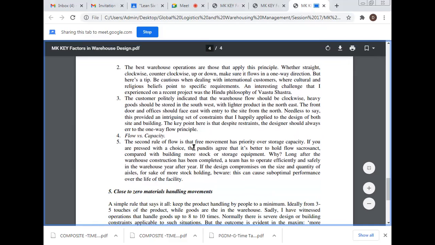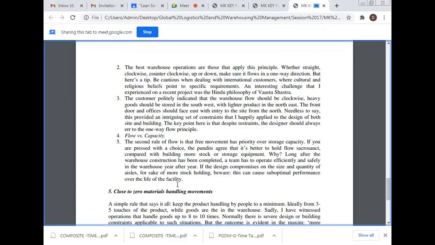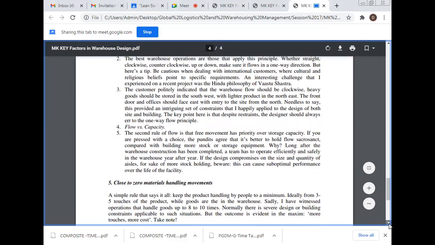Flow versus capacity. The second rule of the flow is that free movement has priority over the storage capacity. If you are pressed with a choice, the pundits agree that it is better to hold the flow compared to building more stock or storage equipment. Long after the warehouse construction has been completed, a team has to operate efficiently and safely in the warehouse year after year. If the design compromises on the size and quantity of the aisles for the sake of more stock holding, this can cause suboptimal performance over the life of the facility.